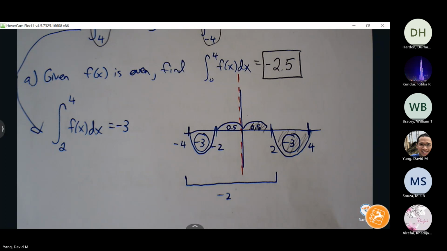Okay, so now we have to figure out the integral from 0 to 6. Just add up the numbers that we see here, which is 2. This is for more practice. So the even integral from 0 to 3 equals 2.